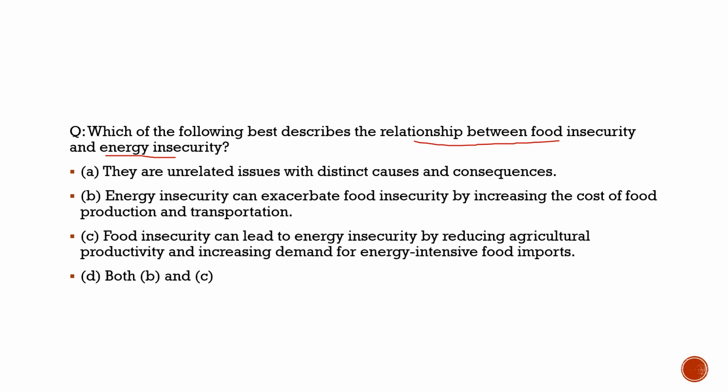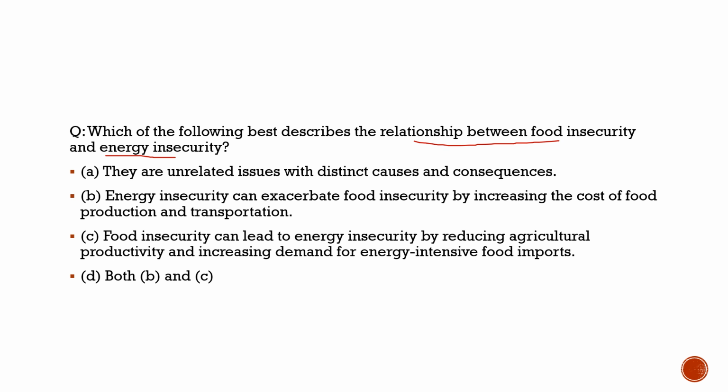And if we look at what we require, for example, we need irrigation. For irrigation, we need water dams. For that we need generators, and for that we need electricity, and for electricity we need fossil fuels. So these two things, food insecurity and energy insecurity, are highly interdependent.